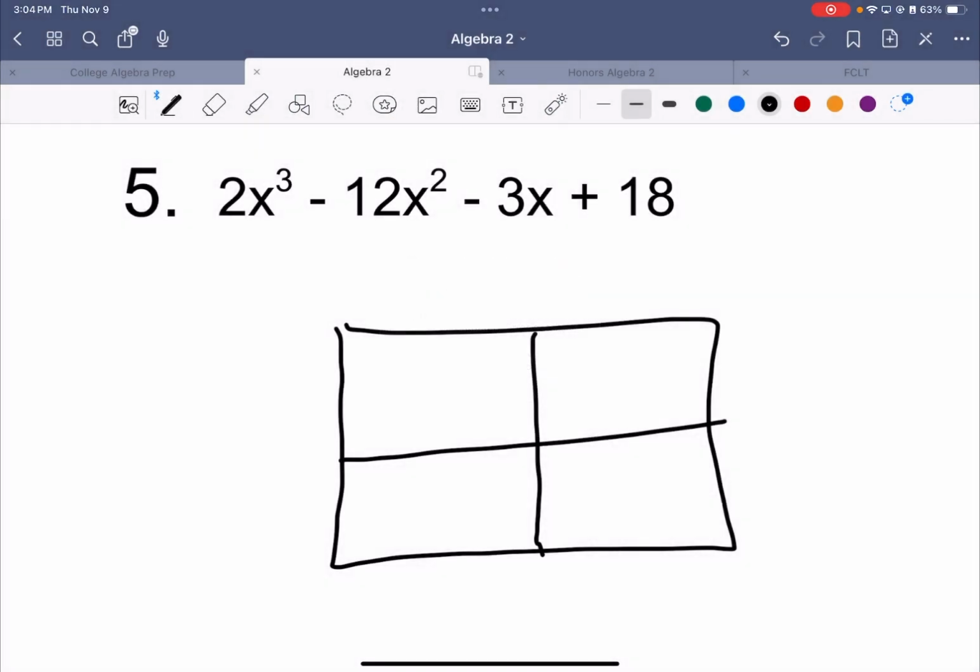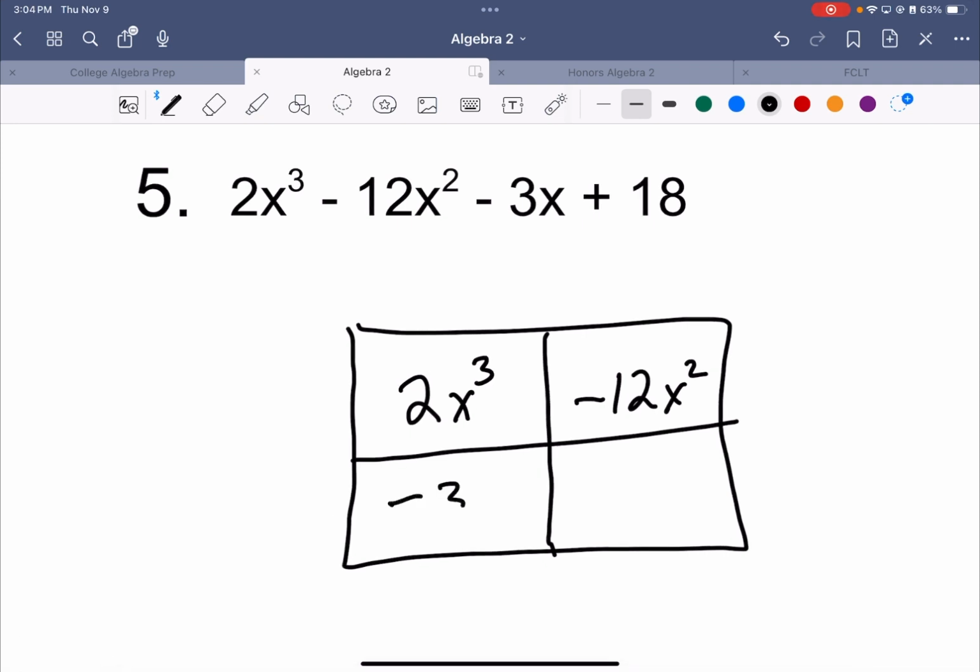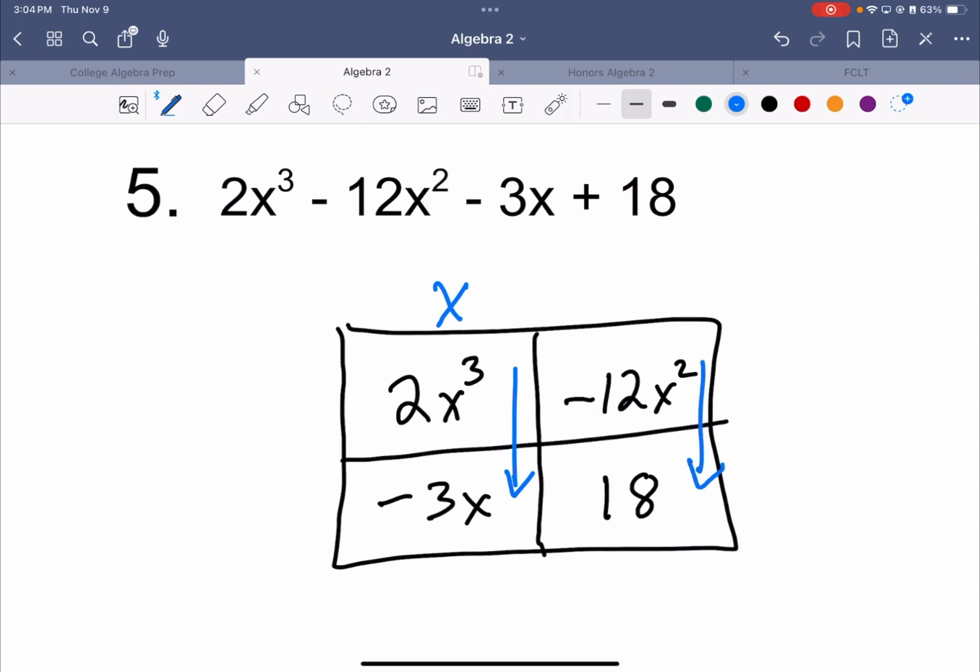That's too bad. So 2x cubed minus 12x squared, negative 3x and 18. Looks right to me. So we're going to go that way. Common factor for 2 and 3. Nothing. So x squared or x? Just x? Okay, just x. And we're going to do this one.